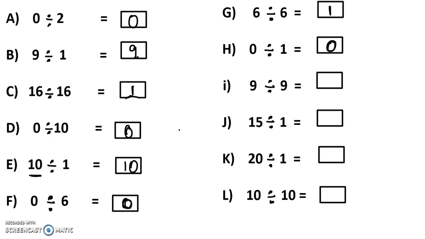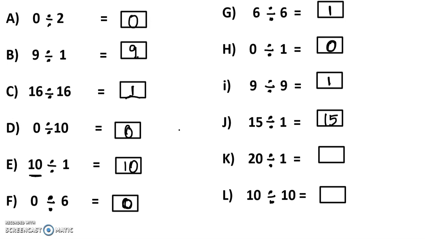Next, 9 divided by 9. If you are dividing the same number, you get 1 as the quotient. Next, 15 divided by 1. Dividing any number by 1, you get the same number as the quotient, so 15.